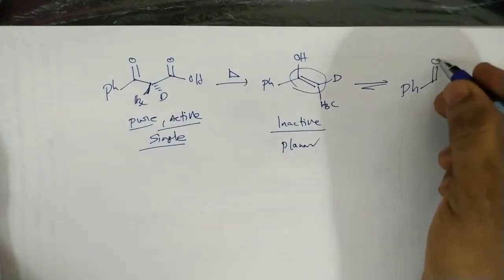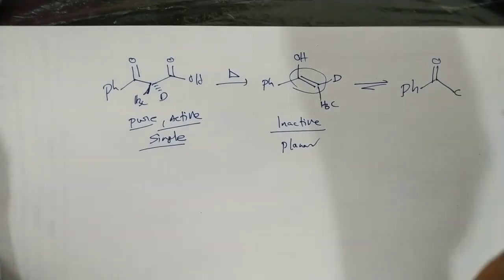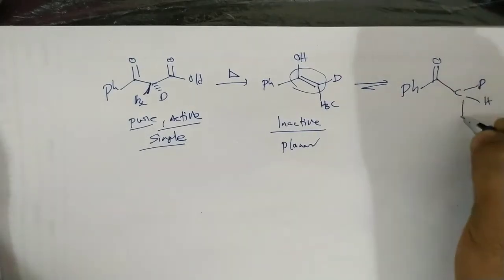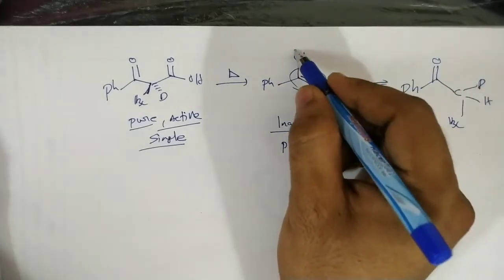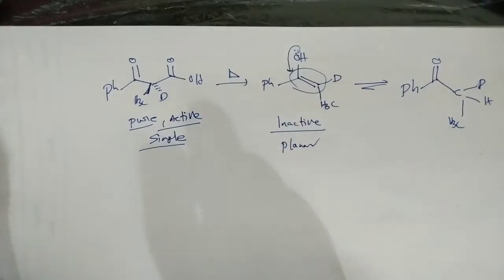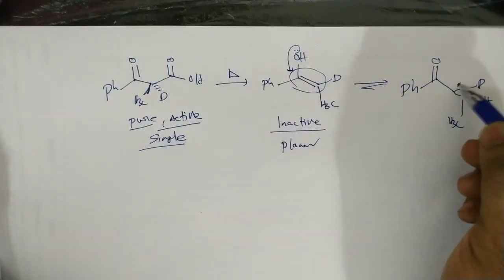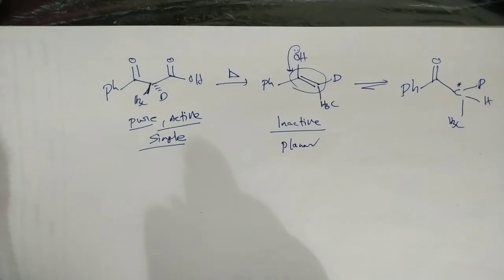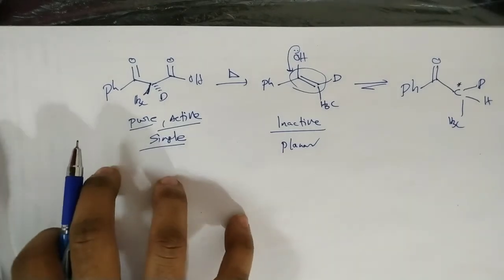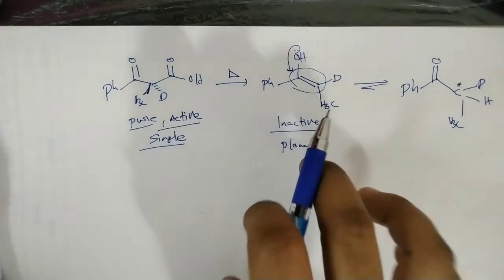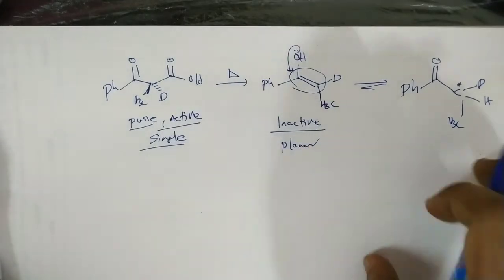Now here this planar compound is again converted into ketone. That means here C double bond O, here carbon, and here deuterium, hydrogen and CH3. That 1,3 shift of the proton takes place. So in this case again one chiral carbon is generated. So now we started with enantiomerically pure compound. We will get the optically inactive enol. It is planar. Now it is converted to ketone actually.